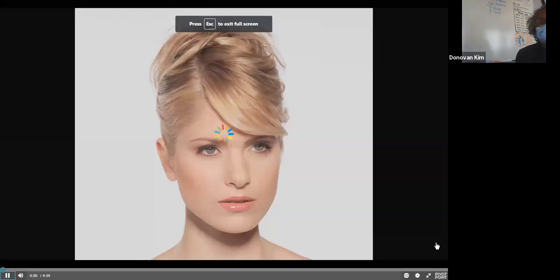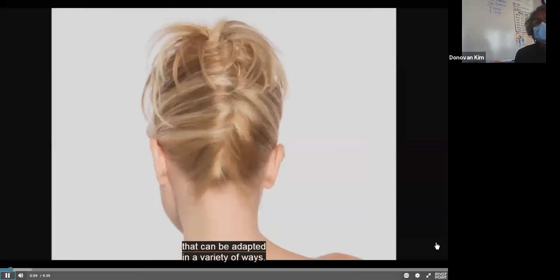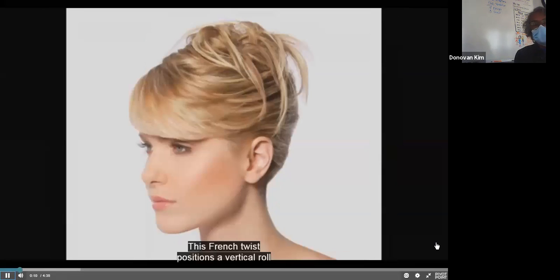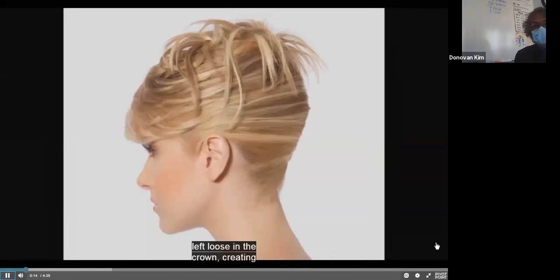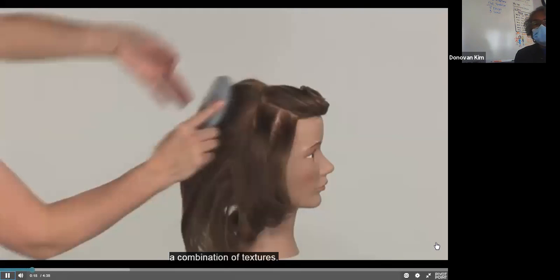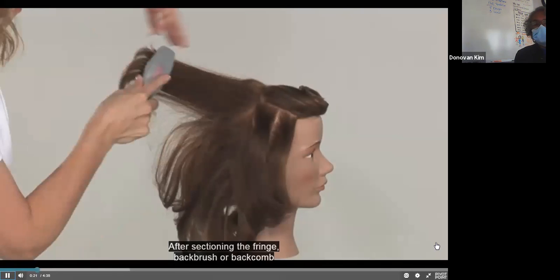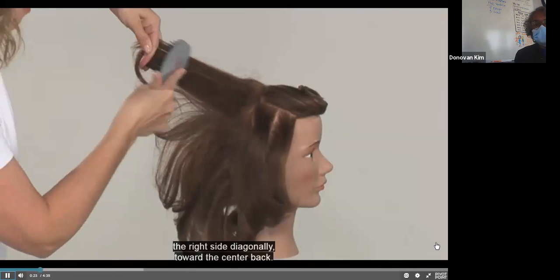The French twist is an elegant look that can be adapted in a variety of ways. It is a popular classic requested by women of all ages. This French twist positions a vertical roll for an elongated, smooth finish, with the ends left loose in the crown, creating a combination of textures. After sectioning the fringe, back brush or back comb the right side diagonally toward the center back.